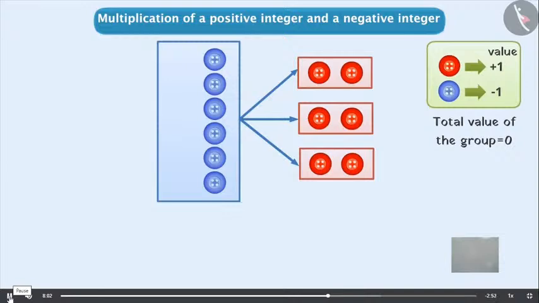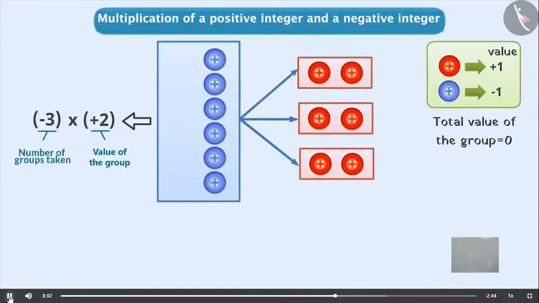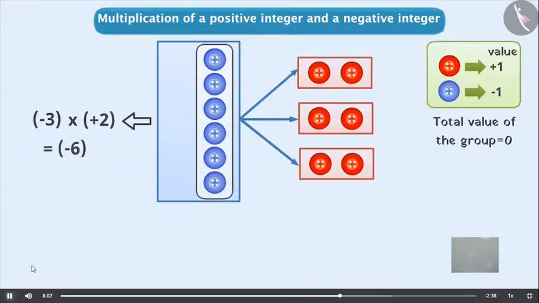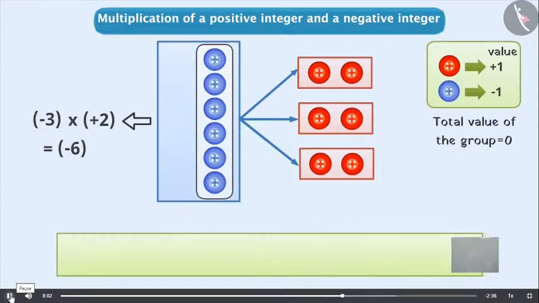You got it right. Since we are making a group of 2 red buttons, the second number will be positive 2. And since we are taking out 3 such groups, yesterday we have seen this on the number line. Yes? 2 multiplied by minus 3 or minus 3 multiplied by 2. So how many groups are there? There are 3 groups, but they are of positive 2. The first number will be minus 3. After taking them out, 6 blue buttons will remain. That is, minus 3 into plus 2 will be equal to minus 6.